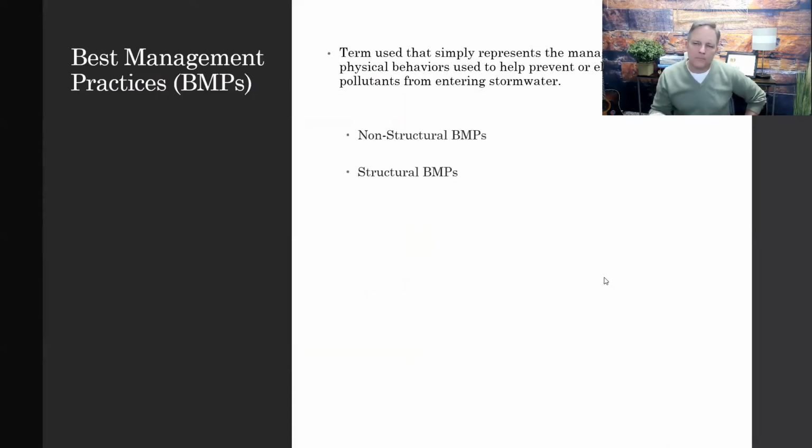The other thing I want to cover too is what best management practices are, and I'll get a bit deeper about what this is all about. But basically, and you may have heard of best management practices before, it's simply a term that represents management and physical behaviors used to help prevent and eliminate pollutants from entering stormwater. How or why anyone ever came up with this term of best management practices, I don't know. But there are two different types. Just know that there are structural and non-structural BMPs.